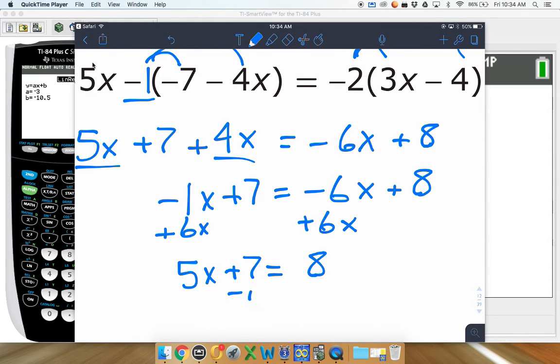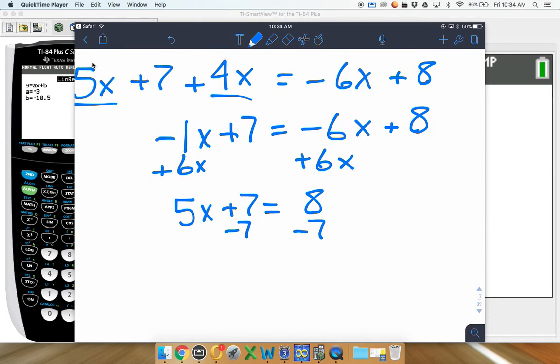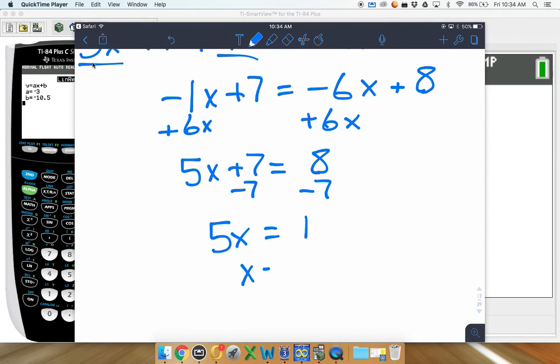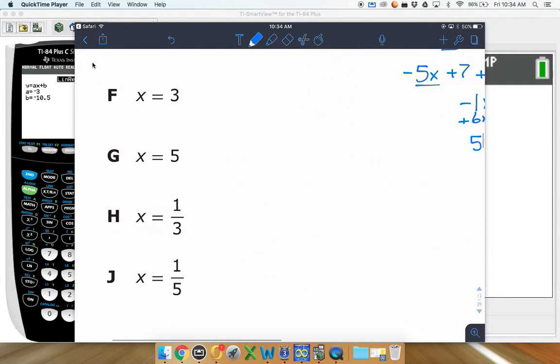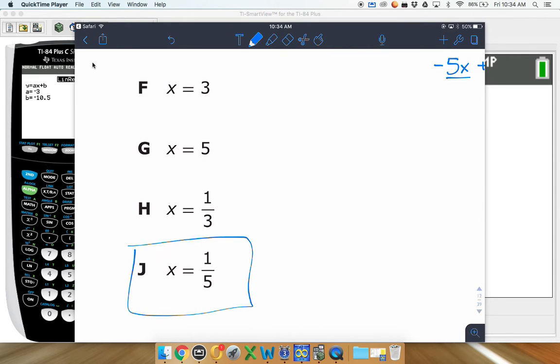I'm going to subtract 7 from both sides. So that's 5x equals 1. I'm going to divide by 5 at the end. That's x equals 1/5. By the way, if you got 5 times x, the opposite of times is divide. So that's why I did the division step. So J is our best answer.